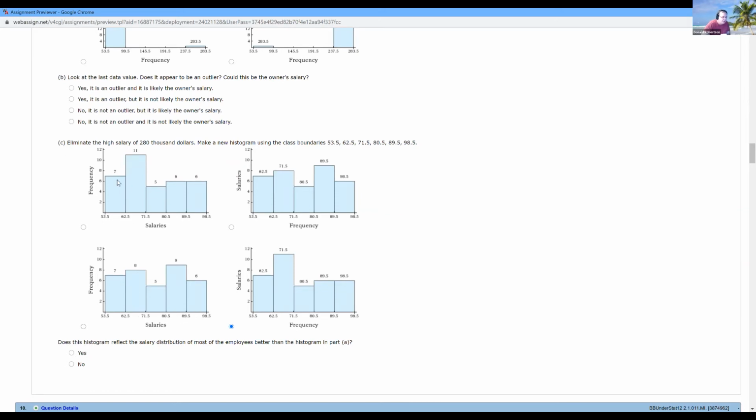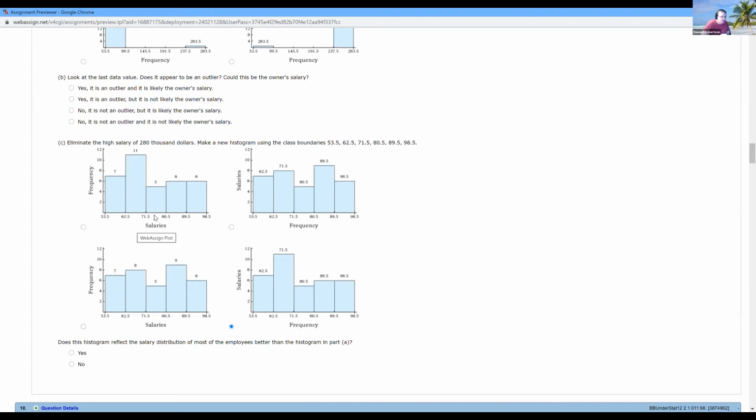So I'm not going to pick this one because they're the same, and I'm not going to pick the middle one because it's the same, and I'm not going to pick the end one because it's the same. So how about if I pick 62.5 to 71.5? Do you see that interval from here to here? Now, according to this rectangle, shouldn't there be 11 people in that salary range? And according to this histogram, shouldn't there only be 8 people in this salary range?